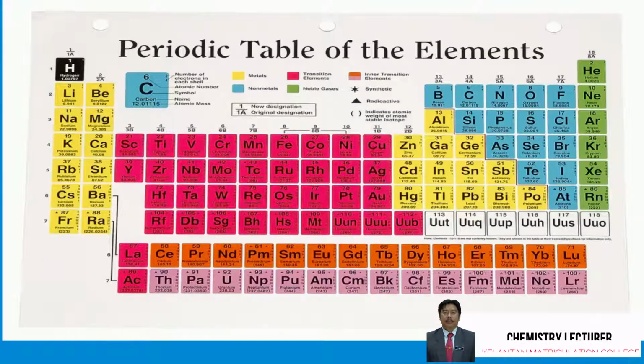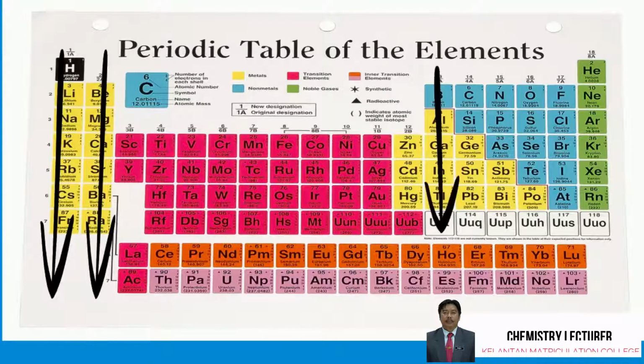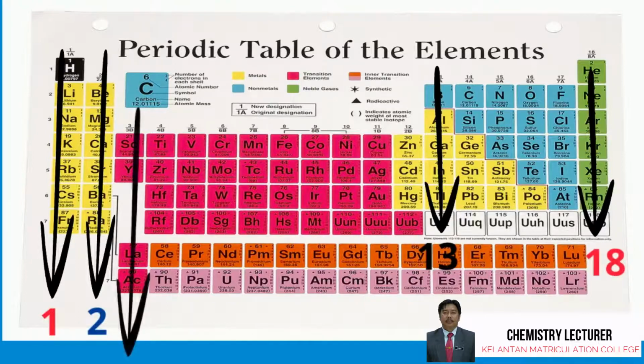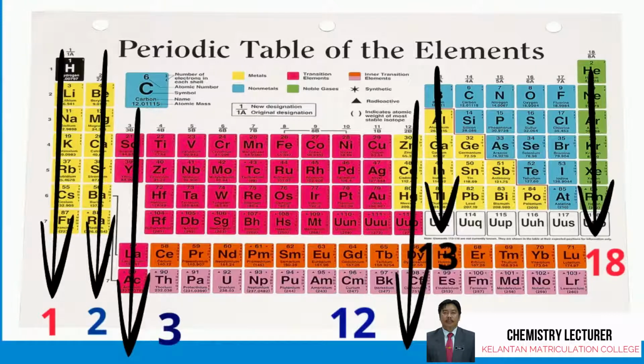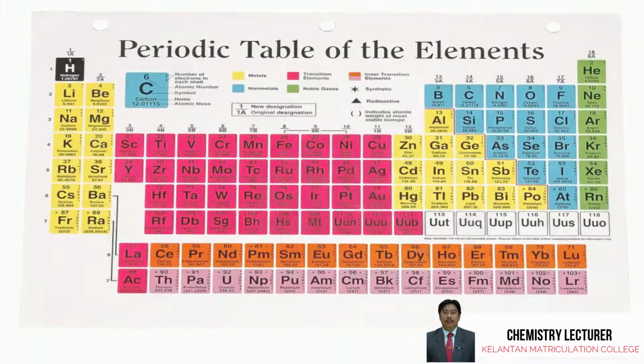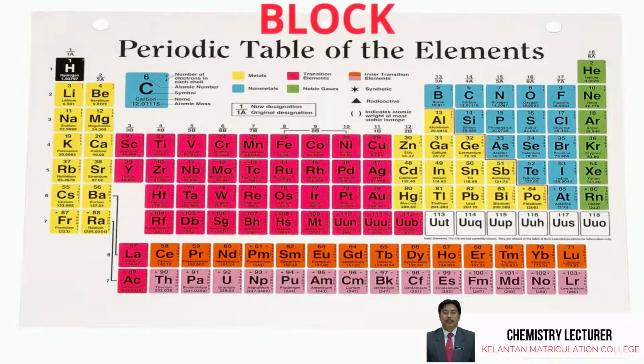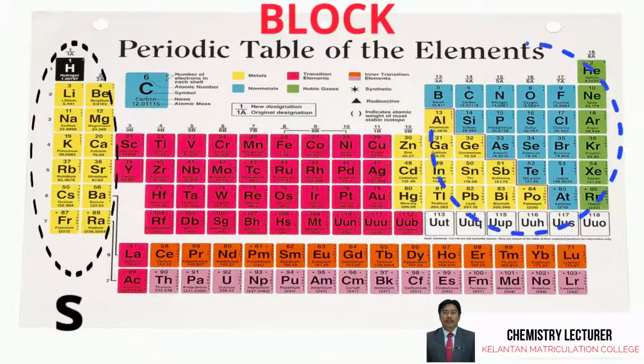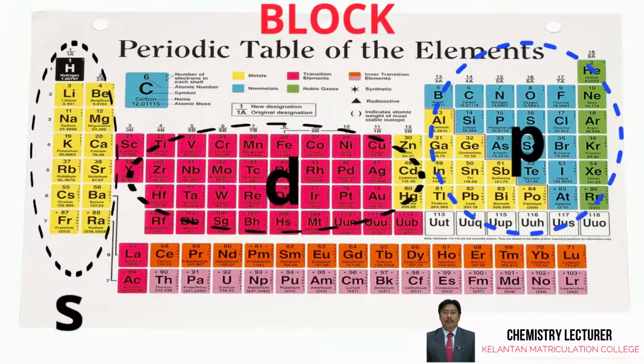A group is a vertical column of the periodic table. There are a total of 18 groups, numbered as 1, 2, and 13 to 18. The other 10 groups, which are groups 3 to 12, are the transition metals. Elements in the periodic table can be classified into 4 blocks according to their valence electron configuration. These blocks are block S, P, D, and F.